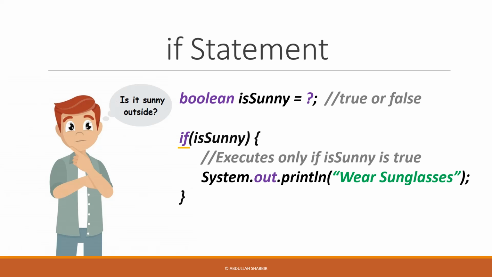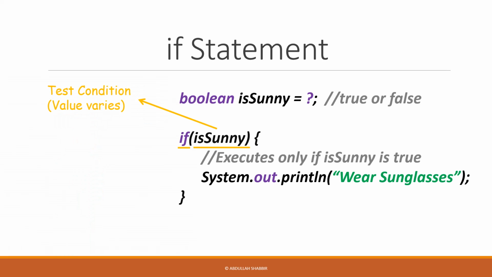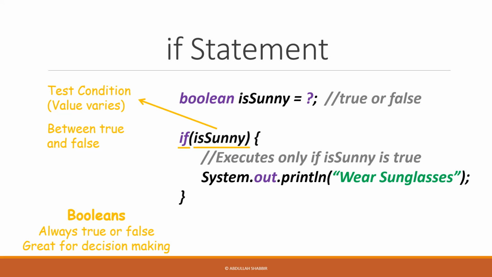We have an if statement that starts with the word if, followed by the information our program needs to make a decision. This will tell us whether it's sunny outside or not, and it's inside the parentheses. This variable isSunny is something called a test condition because its value varies to tell us if it is sunny or not, and we will have to test it to determine its value. And this test condition has to evaluate to either true or false. And what variable do you know that does that? It's boolean. Booleans can only have the value true or false and are perfect for decision making.